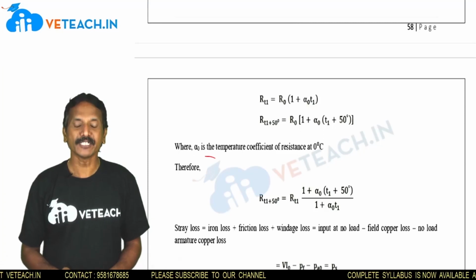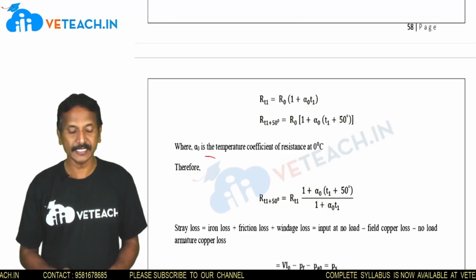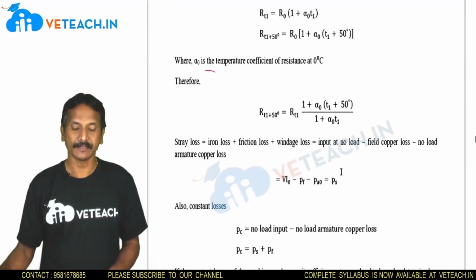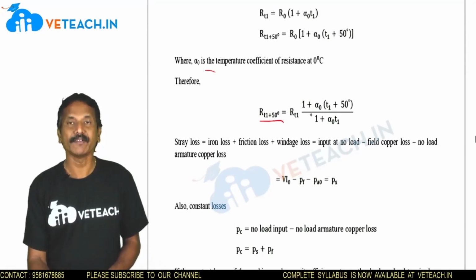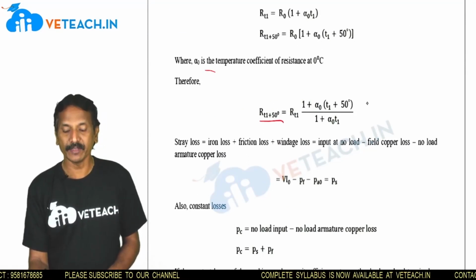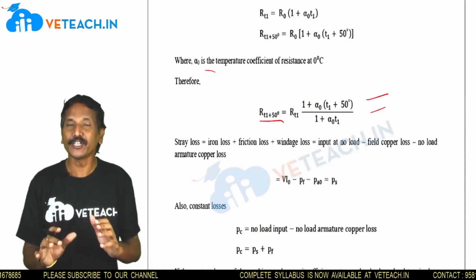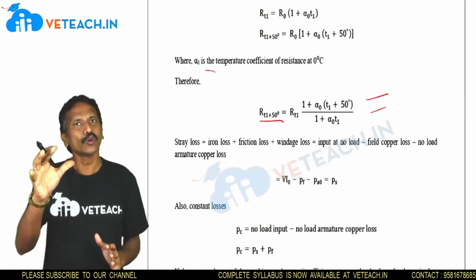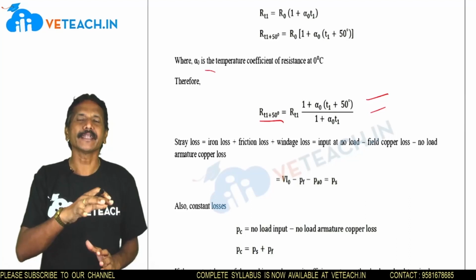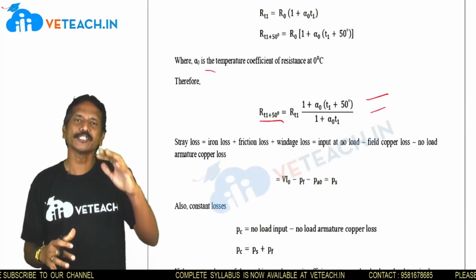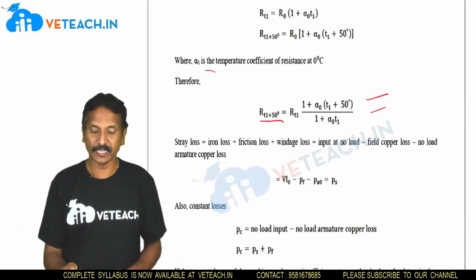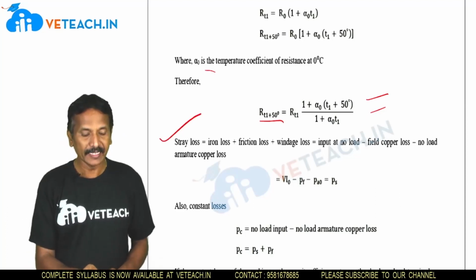So alpha naught is the temperature coefficient at 0 degrees. Therefore, R_T2 is equal to R_T1 into (1 plus alpha naught into the temperature rise). Very important relation, students. Why? Because we are depending upon the temperature here, right? So the load also depends upon the temperature. If load increases, what happens? The I square loss also increases, right? Vice versa. So that's what here we are finding the stray losses.